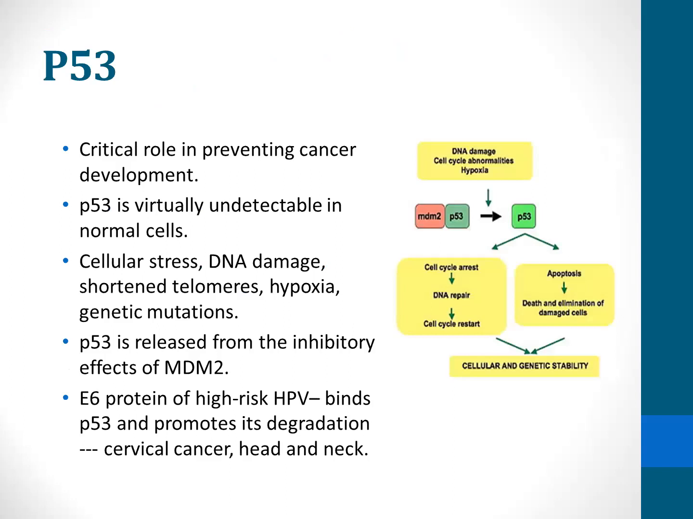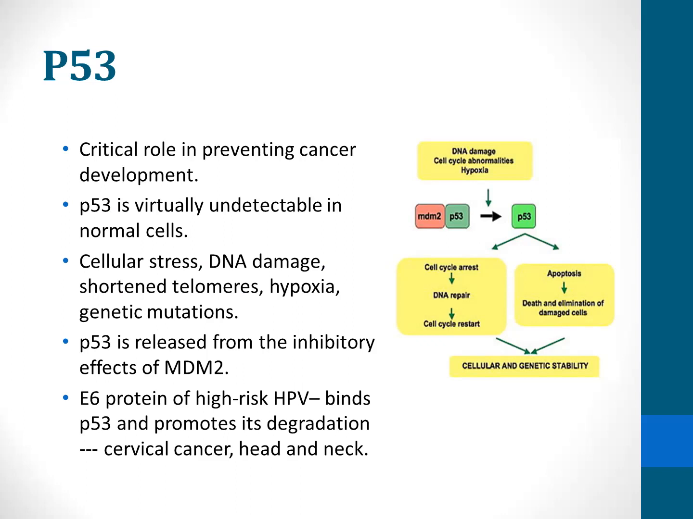Now, this TP53 gene has an important role in preventing cancer development. In normal cells, it is undetectable. When there are stressful signals like DNA damage, shortened telomeres, hypoxia, or genetic mutations, P53 is released from the inhibitory effect of MDM2. When P53 is released, it can arrest the cell cycle, it can initiate DNA repair, or, if the repair cannot occur, it will allow the cell to undergo apoptosis.